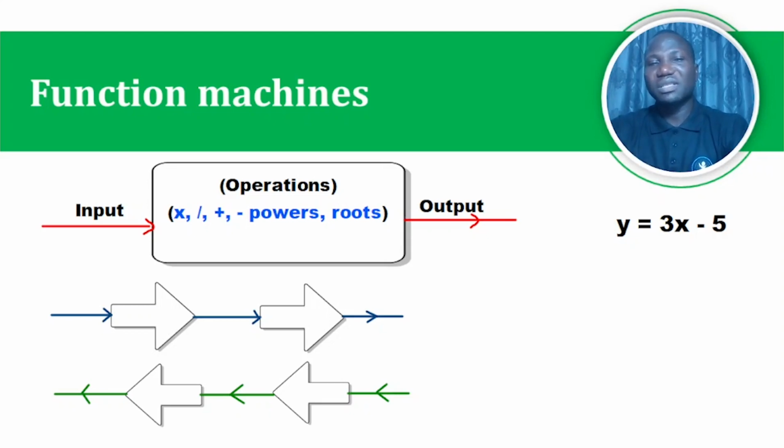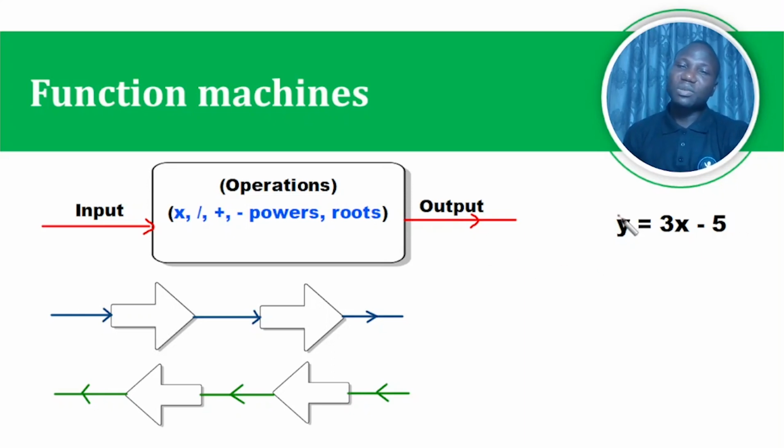Now, a function machine is a device that takes in an input and gives you an output, and the output is based on the arithmetic operations that go on between the input and the output. As you can see on the screen, an input goes into the machine, then the machine will operate on that input, and that operation can be either multiplication, division, addition, subtraction, powers and roots, or a combination of any of these operations. And then finally the end result will be the output.